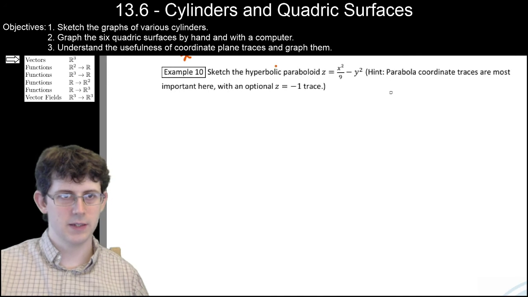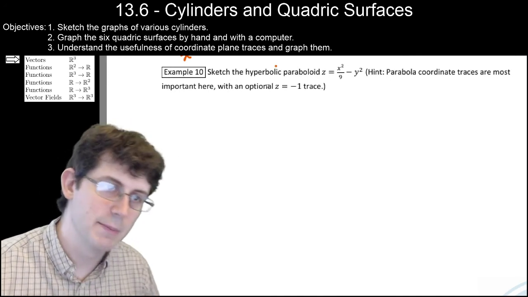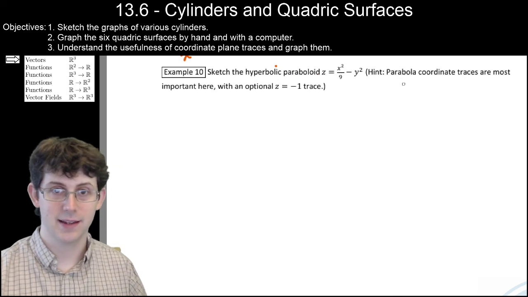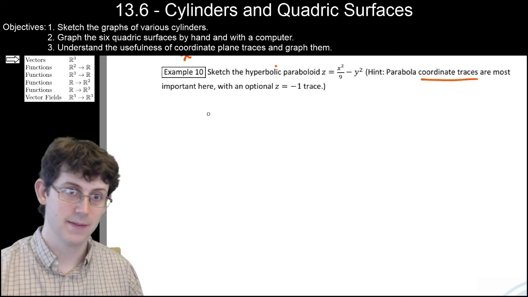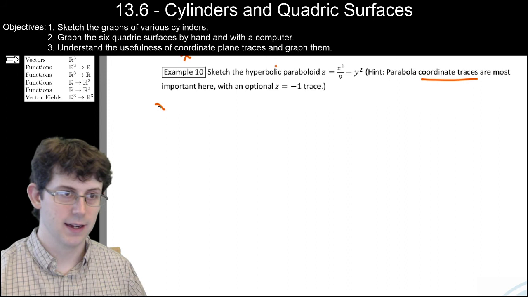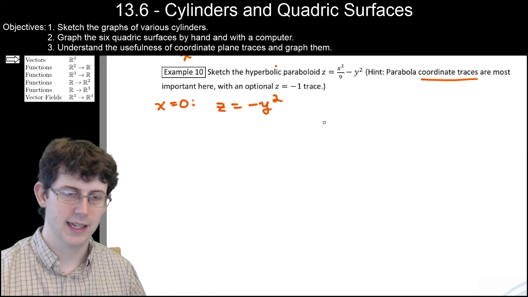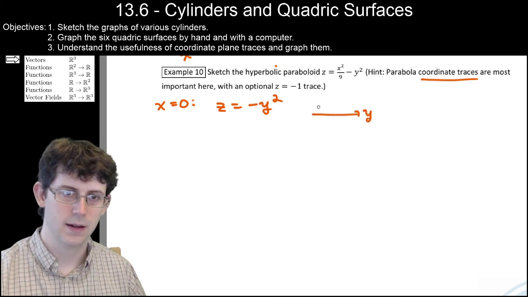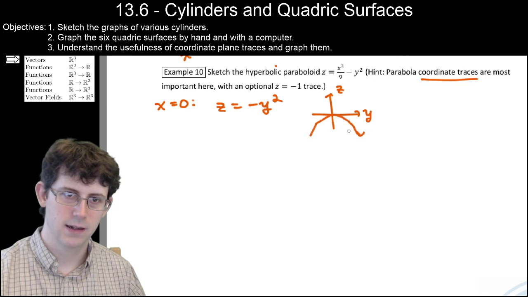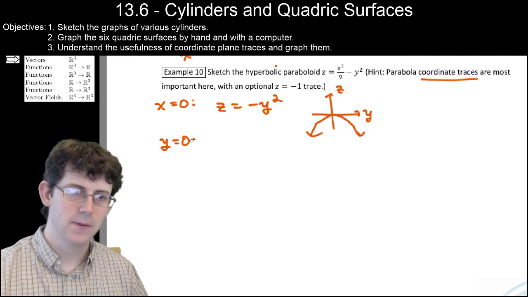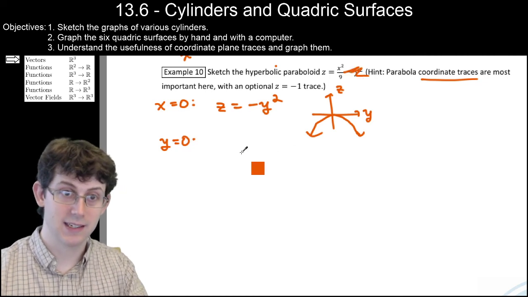Okay, this one is probably the hardest one to draw. This is a hyperbolic paraboloid. It's going to be a saddle, but the coordinate traces will help us here. So let's try x equals 0. X equals 0, we get z equals -y squared, which is like this. When y equals 0, we get z is x squared over 9.